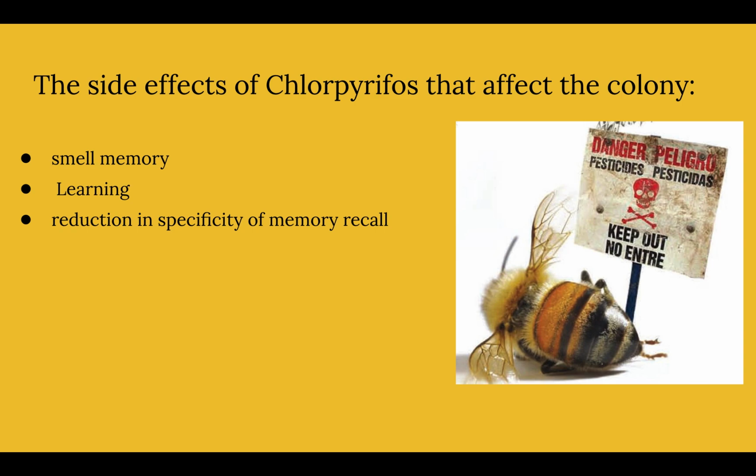So, what are the side effects of chlorpyrifos that affect the colony? Overall, many pesticides affect the smell memory of a bee, their learning, and reduce their memory recall. However, chlorpyrifos specifically has side effects like brood production, weight gain, disease resistance, and can even trigger disorders in many colony dynamics and their labor participation. This just goes to show that even the smallest dose of a pesticide can significantly decrease bee performance.